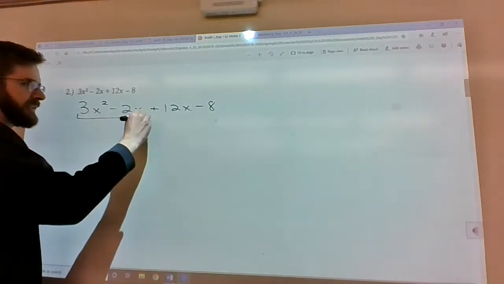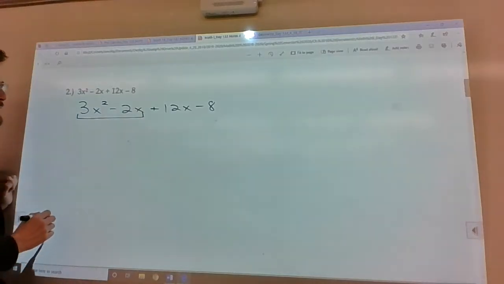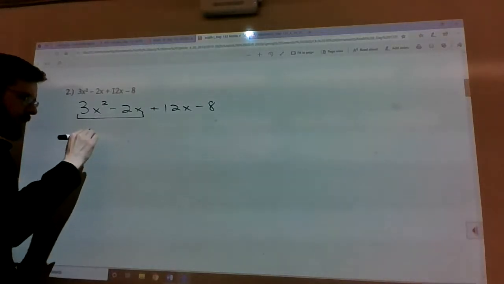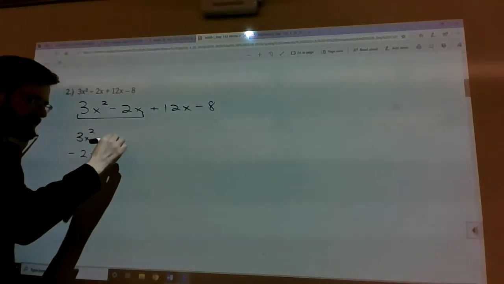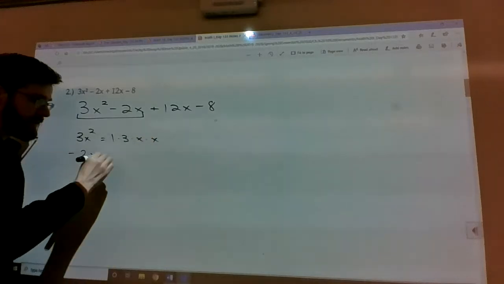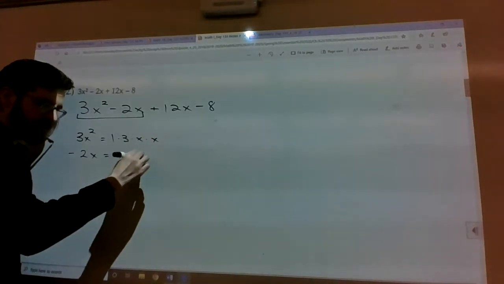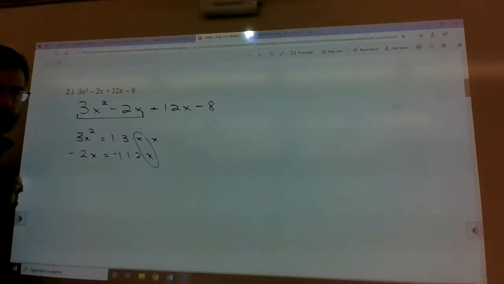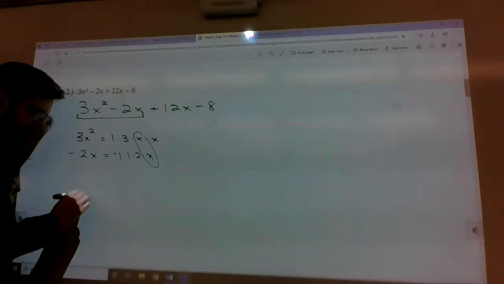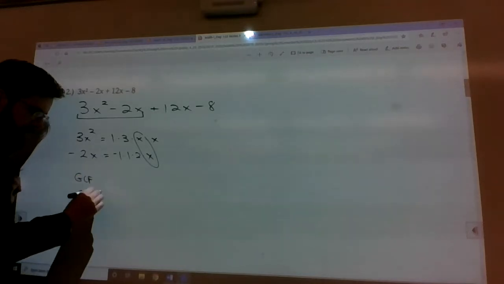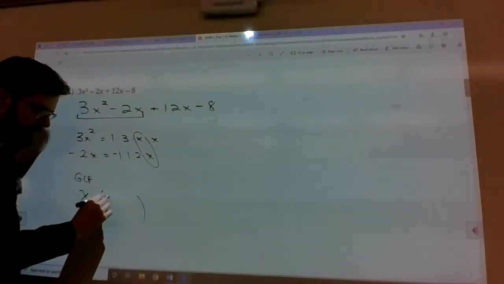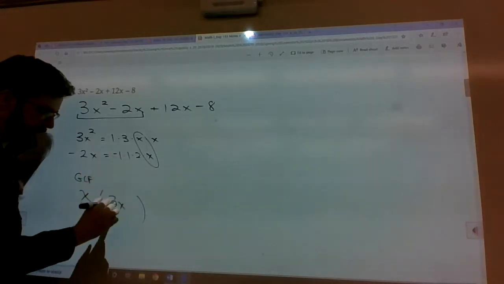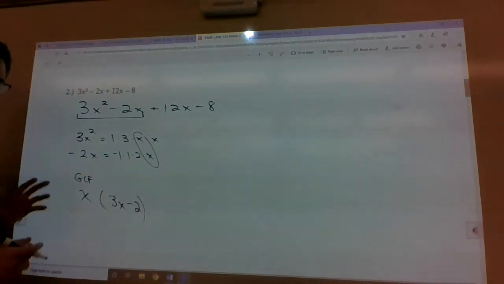So let's take a look at 3x squared minus 2x. If we did the prime factorization, 3x squared is just 1 times 3 times x times x. Negative 2x is negative 1 times 2 times x. All they share is an x. So I'm going to put the x on the outside here. And then on the inside, it's going to be 3x minus 2, since 1 times 2 is 2. So 3x minus 2.